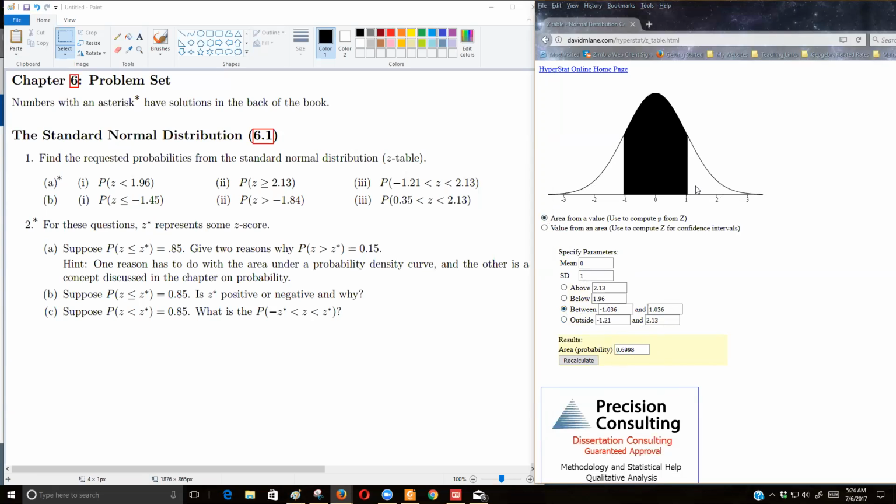Does that make sense? Okay, so that's how you use this applet to find a z-score when you know the area.